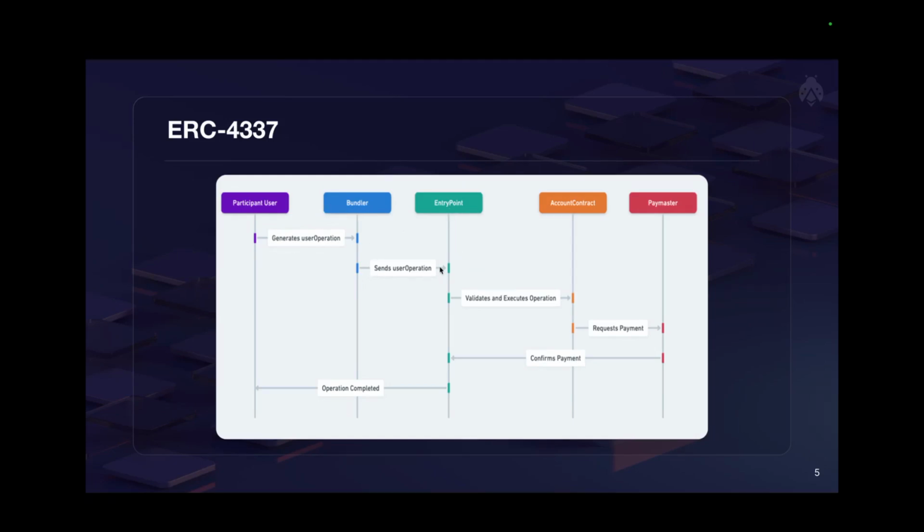contract, and the entry point contract will in turn make a call to your smart wallet, which tries to validate and execute the operation. If you have specified to use a paymaster, then the request is made to the paymaster module, and once the payment is confirmed, the user operation is executed, and then the entry point will notify the user back. So this is how the user operation flow works in the 4337 standard.